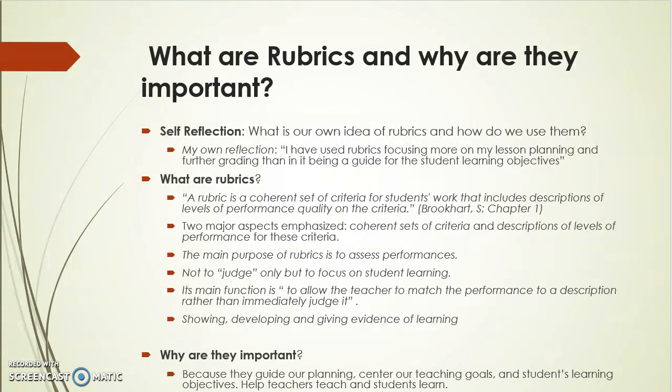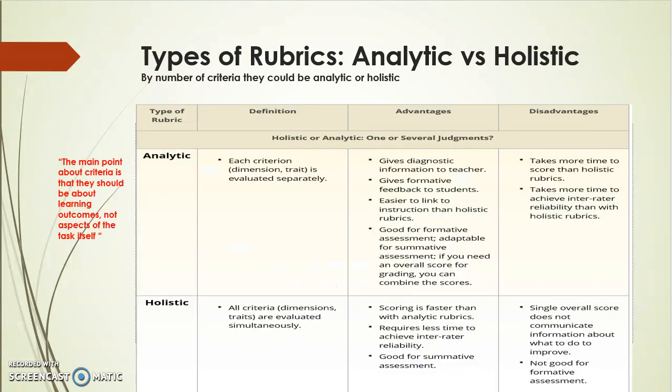And they are important because they can guide our planning, and center our teaching goals and student learning objectives. In other words, it helps teachers teach and students learn. There are several classifications of rubric, but according to the number of criteria, we can say that rubric can be analytic or holistic. In the analytic type, each criteria, dimension, trait is evaluated separately. In the holistic type, all criteria dimensions are evaluated simultaneously.